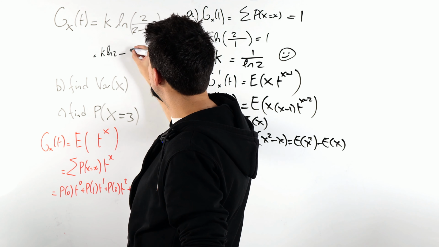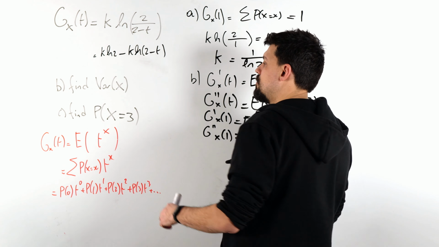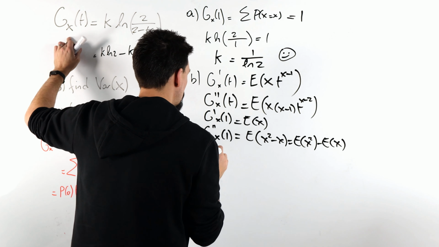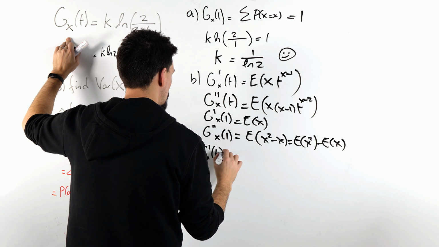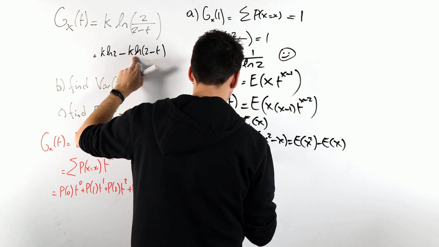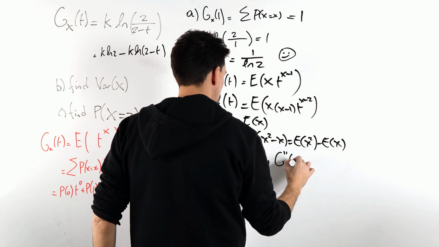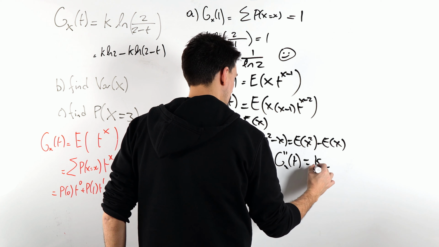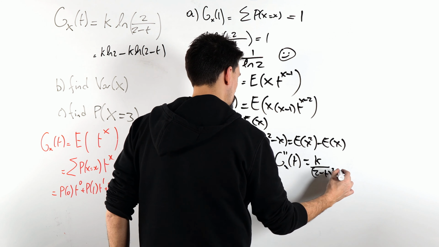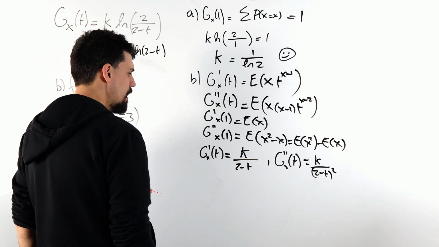That is k ln 2 minus k ln of 2 minus t, if we just use our rules of logs. So g dashed of t is k over 2 minus t. And if I differentiate that again, I will get k over 2 minus t all squared. Am I okay with that? Power of minus 1, pick up an extra minus 1. Yeah, I think we're all good.